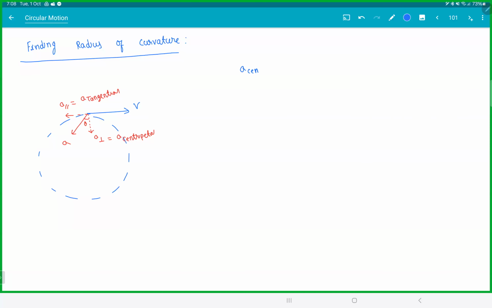And we already know A centripetal is V square by R. There, your radius of curvature is V square by A perpendicular. So don't resolve the velocity, you have to keep the velocity as it is, and resolve the acceleration. Resolve the acceleration along the velocity and perpendicular to velocity. The perpendicular one is the centripetal and the parallel one is the tangential.